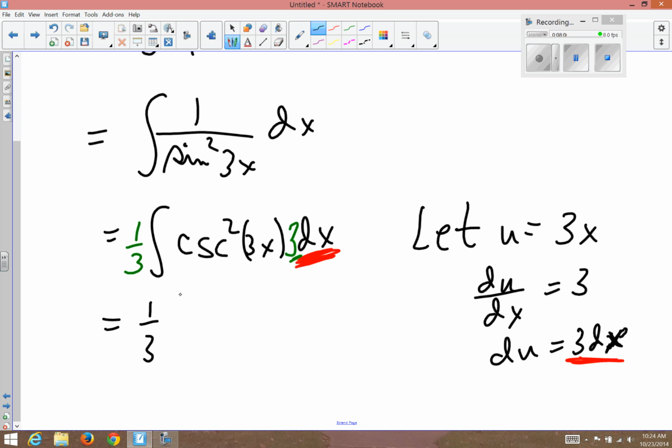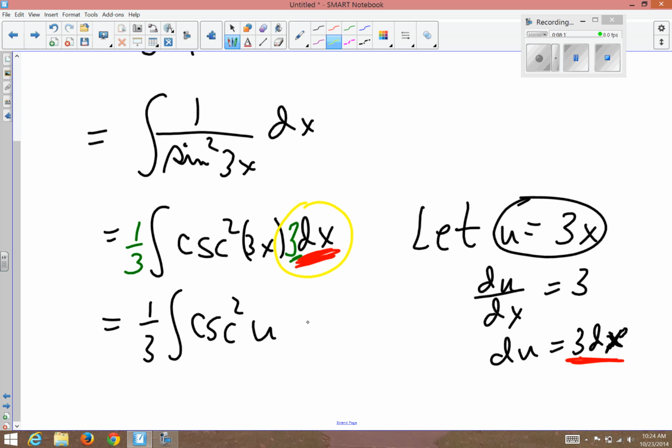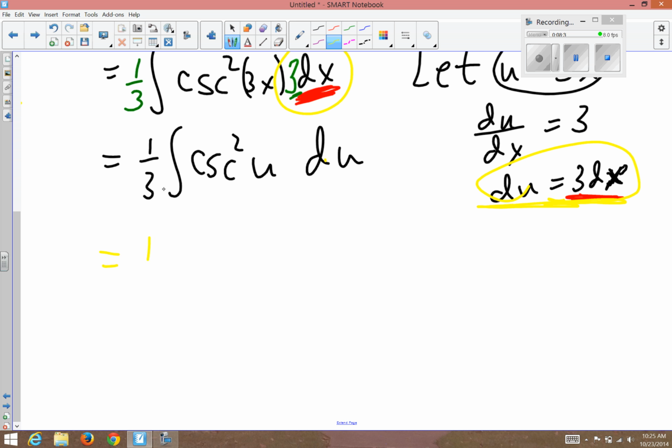We have 1 over 3, the integral, cosecant squared 3x, that becomes u right here. 3 dx right here, that's du. It says it right here. 3 dx equals du. 3x equals u. And the 1/3 comes down. This integral is exactly formula 7, the 7th formula on your sheet. The integral of cosecant squared u du is negative cotangent u.